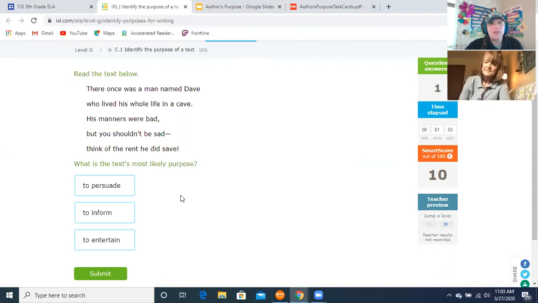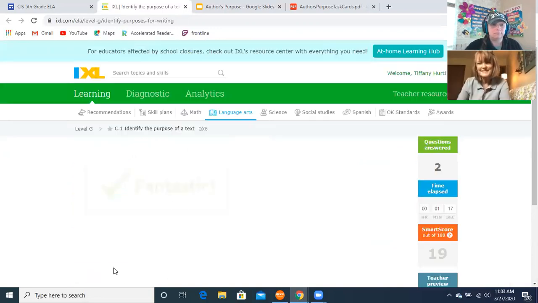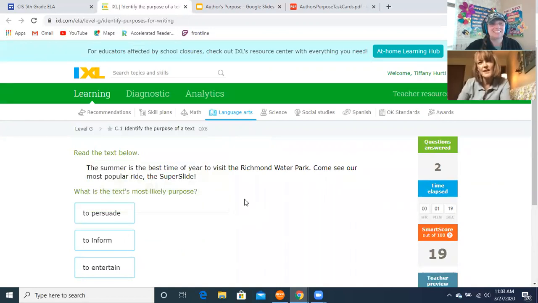Well, I know that poetry is written for entertainment purposes, so I think that this is a poem because I see rhyming, I see rhyme scheme, and so I think that this is for entertainment. Okay, let's see if she's right. Yay! Very good. Okay, the next one.